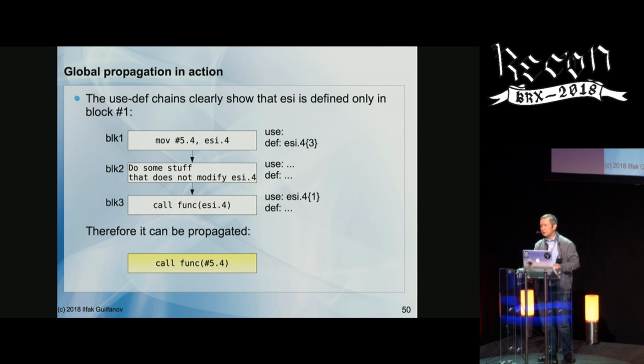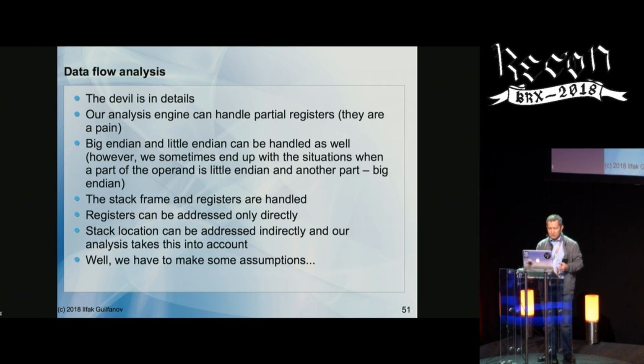So we use the standard data analysis algorithms that maybe you know about because they are part of any computer science course. But the devil is in the details as usual. For example, first of all, we need to be able to handle partial registers. They are a pain, to tell the truth. We need to handle big endian and little endian as well. And when you talk about partial accesses with big endian and little endian, then things become really, really complex.